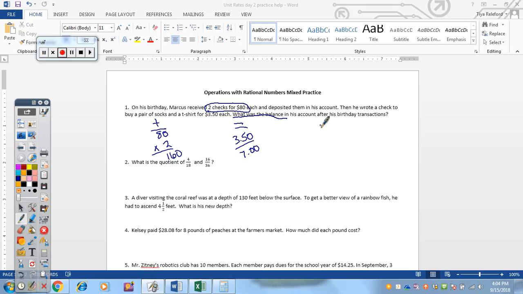The balance is going to be my positives minus my negatives. So whatever you get from here is your positive, minus whatever you get from here is your negative. And this is my answer. This is not going to be your answer.